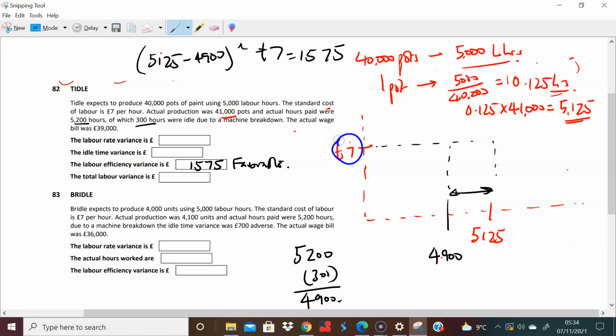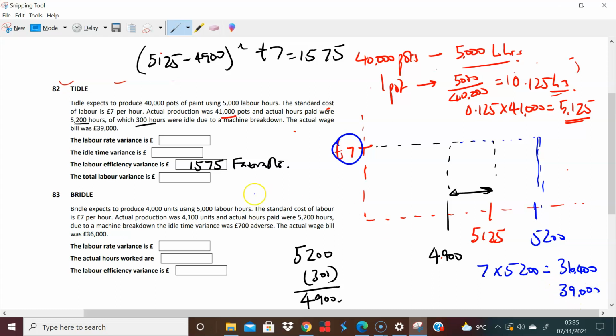Well, you should pay £7 on every hour, and you paid on 5,200 hours. The 5,200 comes in here because I'm going to assess things being idle. So you should have paid £7. The point is you paid on 5,200 hours. So in terms of pricing variances, you should have paid 7 times 5,200, which is 36,400. But what did you pay? The question tells us that the actual wage bill was 39,000.